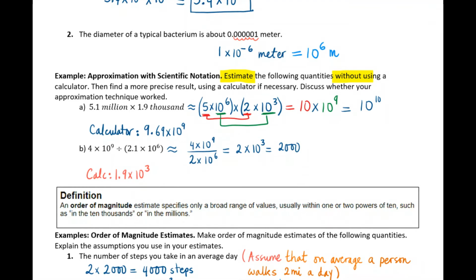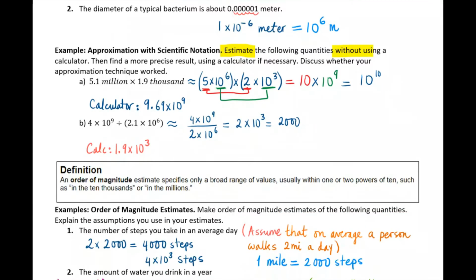Let me just pause the video and check these examples. See, these are simple multiplication and division problems. You simply estimate them because the problem says estimate, and then you simply do it without a calculator. See, doing it really quickly: 5 times 10 to the 6 times 2 times 10 to the 3. That's 10 times 10 to the 9, which is 10 to the 10. See, it's easy to do those computations because of powers of 10.